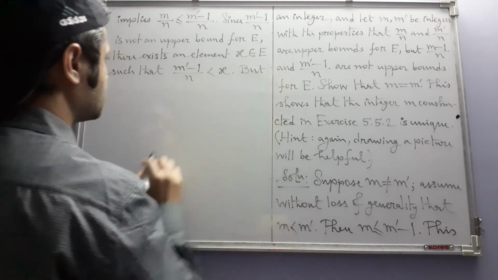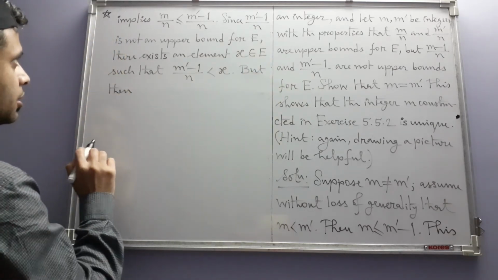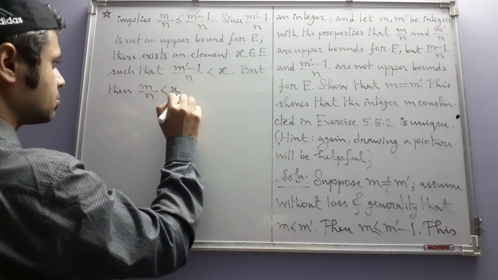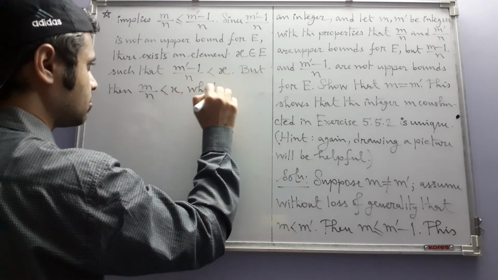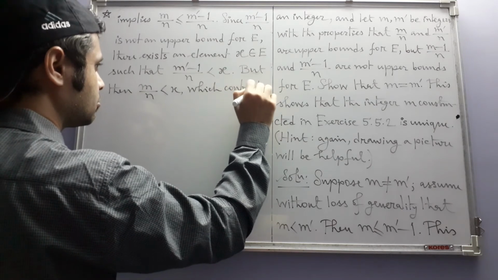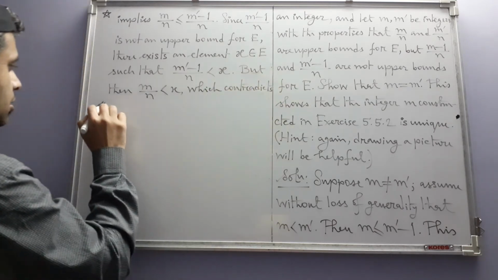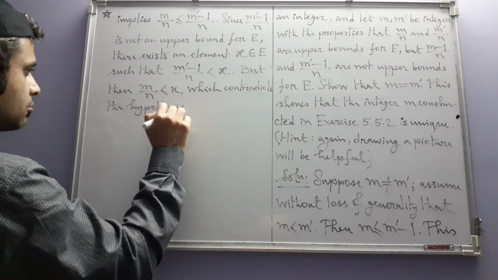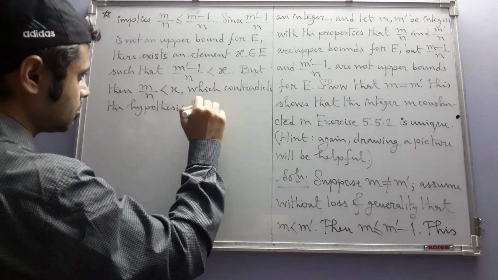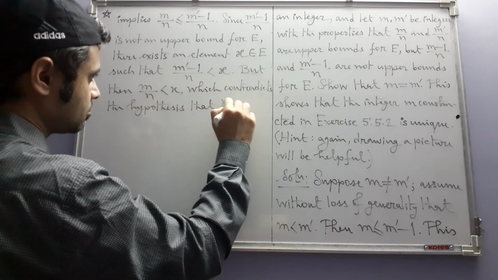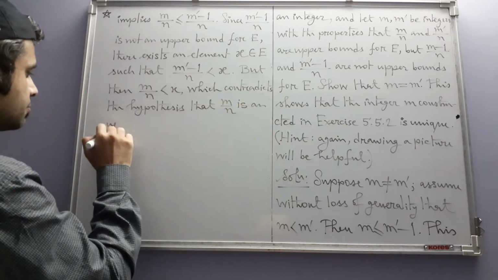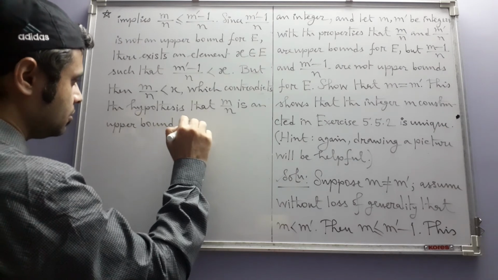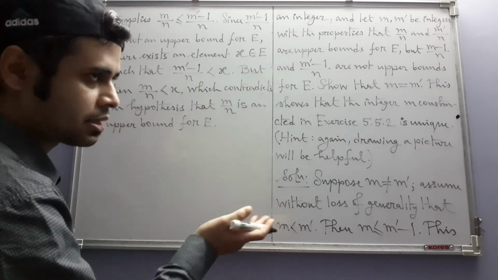But then M divided by N is also less than x, which contradicts the hypothesis that this is an upper bound for E. So that means our supposition is wrong.